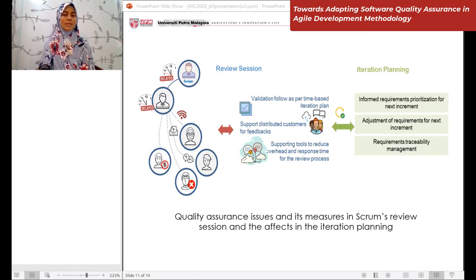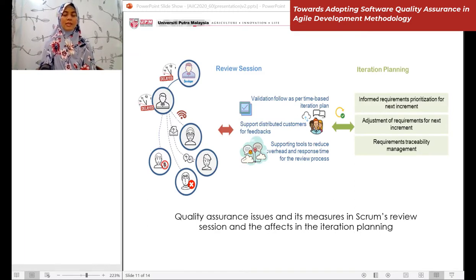And for these two obstacles, we have to look into three main measures that perhaps can counter the obstacles, which are customer availability, communication medium, and also supporting tools. For customer availability, we have to ensure that the customer is available for the review session, so that the quality assurance can be done. It means that the validation follows the time-based iteration plan.